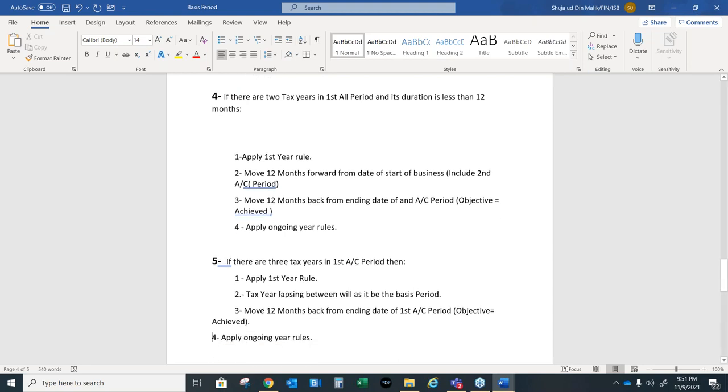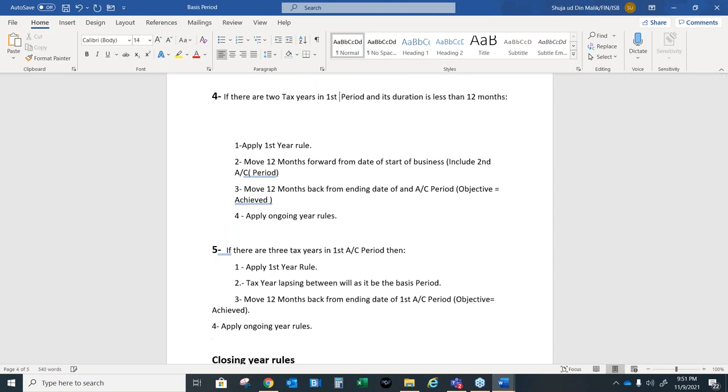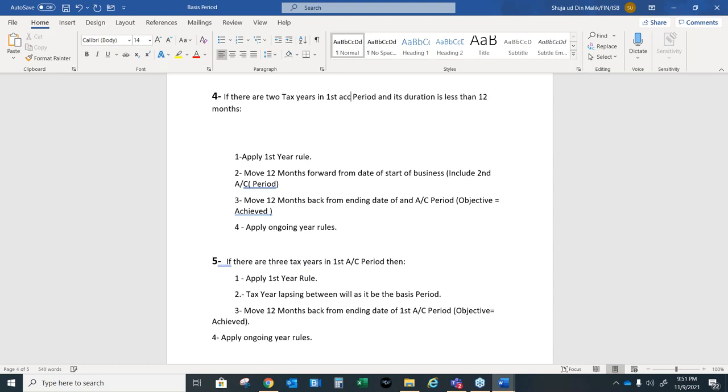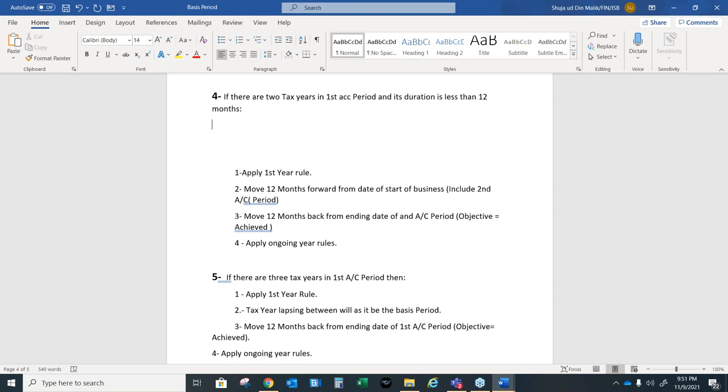Okay, now we have the next case up. It says if there are two tax years in the first accounting period and its duration is less than 12 months, then what will we be doing? Okay, let me find a question and write it down for you. Okay, I got this question.